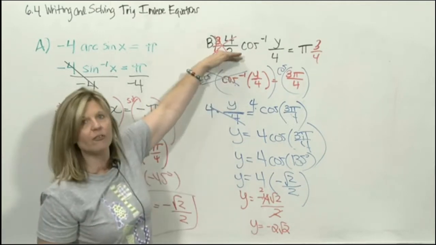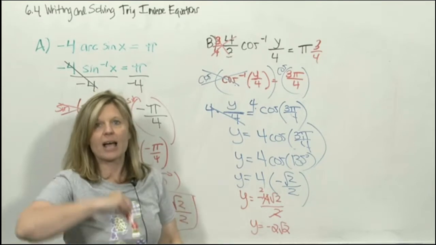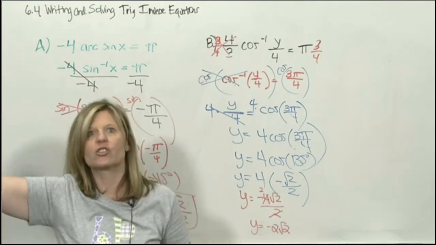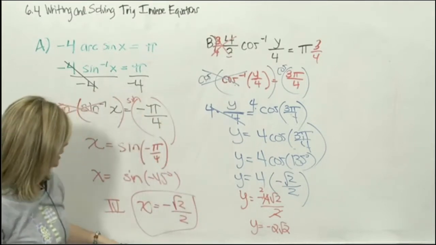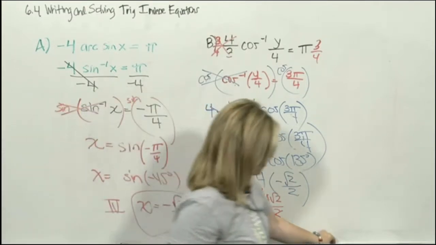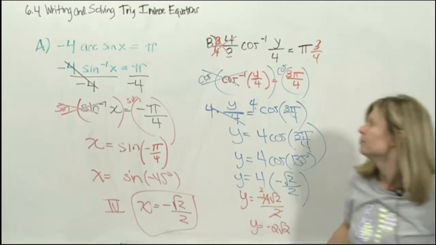When I solve a trig inverse equation, my answer should be a number. Just like when we were solving regular trig functions, our answers were angles. This is the opposite. Okay? Let's try one more. So this is it, guys. My last example I'm going to do with you.